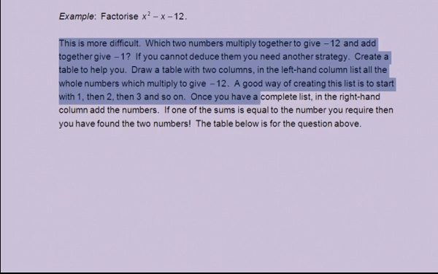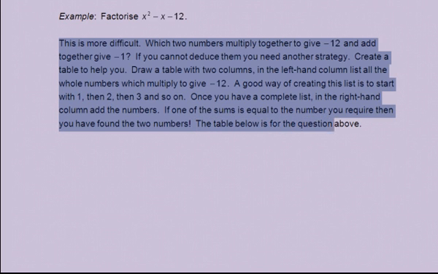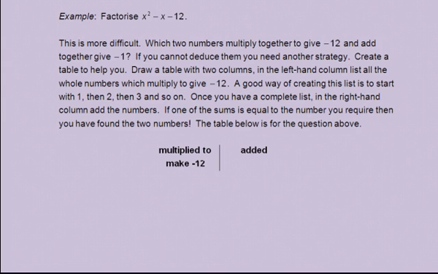Once you have a complete list, in the right-hand column, add the numbers. If one of the sums is equal to the number you require, then you have found the two numbers. The table below is for the question above. In the left-hand column, we list the numbers that are multiplied to make 12. And in the right-hand column, these numbers are added together.